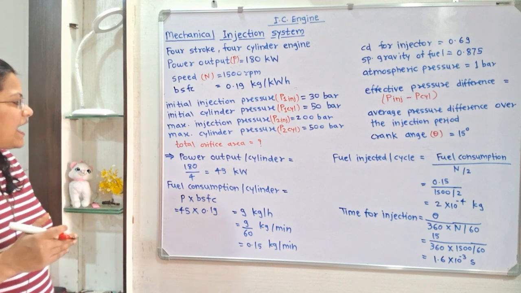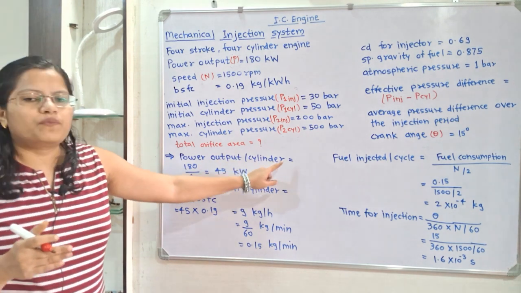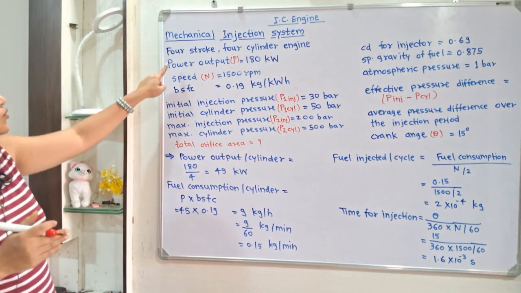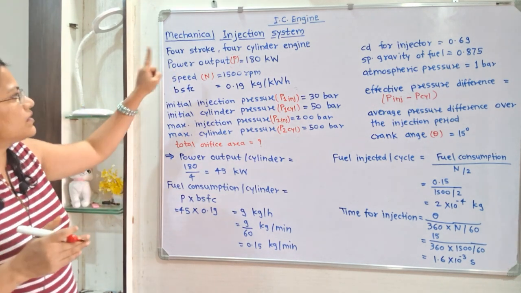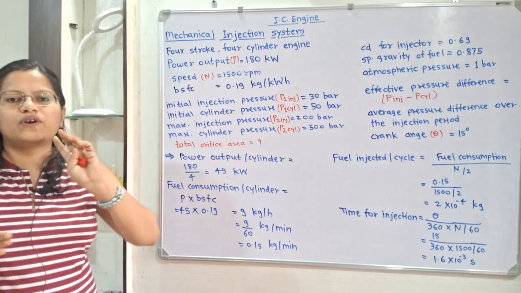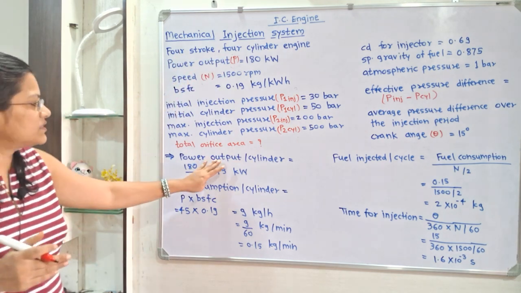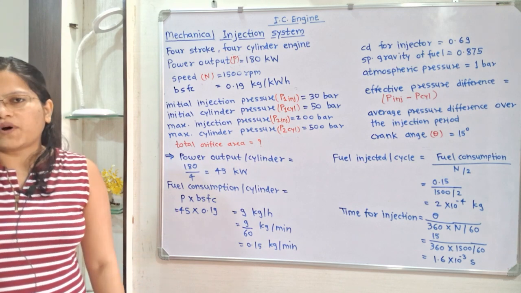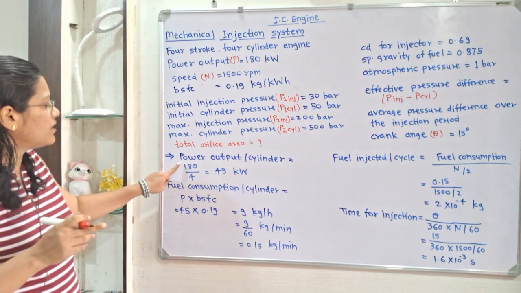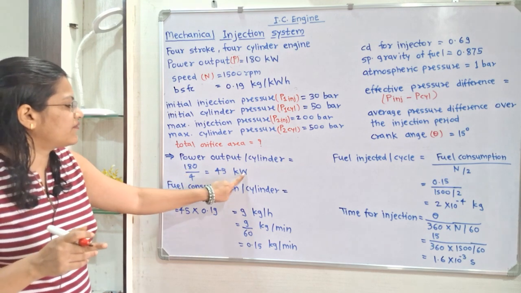Now we will first calculate the power output per cylinder. The total power output is given, and the number of cylinders is equal to 4. So for the 4 cylinders the power output is 180 kilowatt, and for one cylinder, 180 by 4, that is 45 kilowatt.